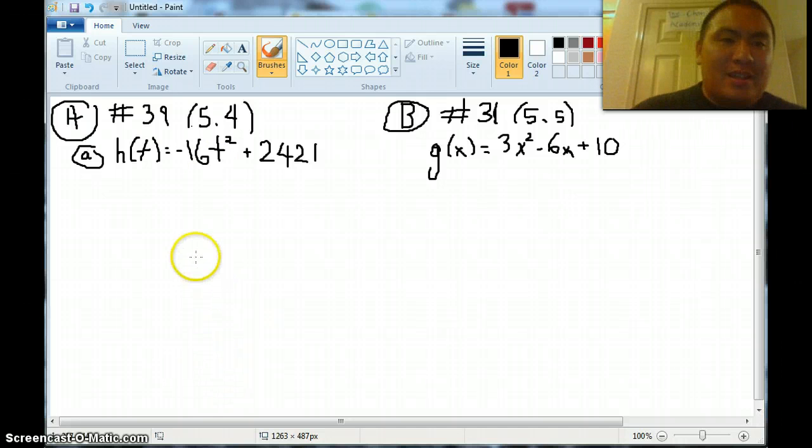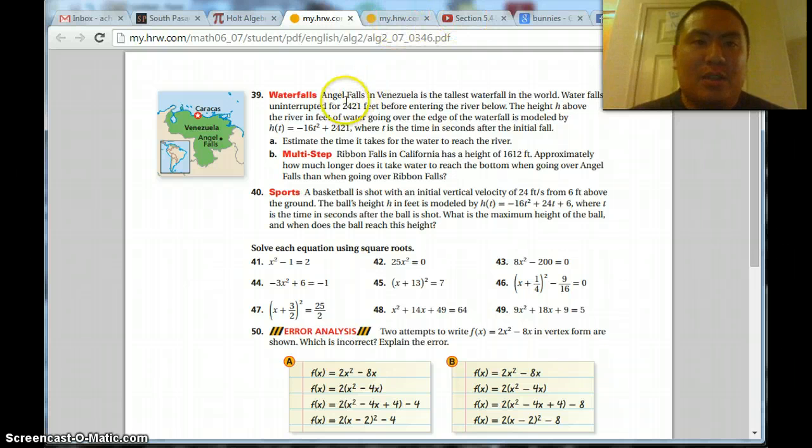Alright, so let's go with A. I'm going to pull it up from the book as well. The book says 39. Waterfalls, Angel Falls, and so on, the world's highest waterfall, water falls uninterrupted for 2,421 feet before entering the river below. The height h above the river in feet of water going over the edge of the waterfall is modeled by h of t equals negative 16 t squared plus 2,421, where t is the time in seconds after the initial fall. Estimate the time it takes for the water to reach the river.